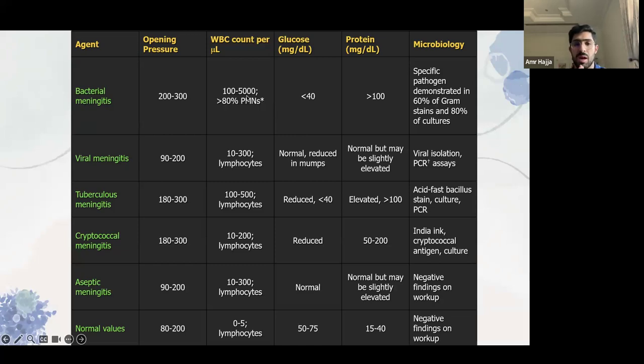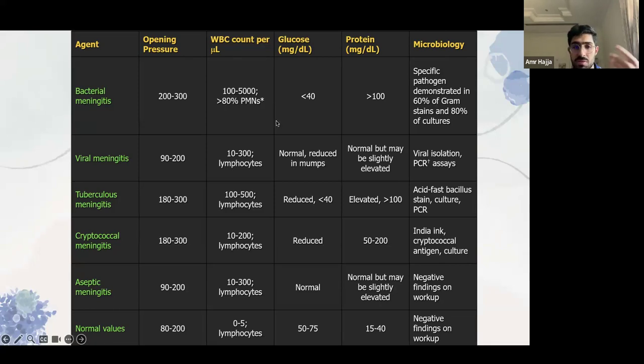So I don't want to confuse you a lot about this table, but did you guys take in micro the cryptococcal infection and the tuberculous meningitis or not? Okay, it's good that you took them.